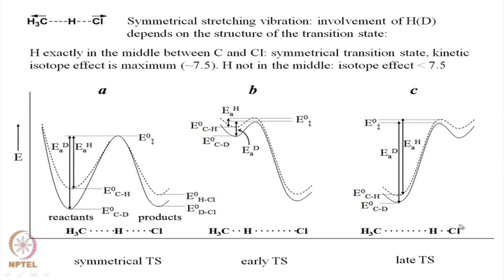In the late transition state, the transition state is close to the product. You see that hydrogen and chlorine are very close and this bond is lengthened. So here EH and ED, the activation energy for hydrogen and the activation energy for deuterium, this one is a little more than this one. So in these two cases we can expect kH by kD less than 7.5, not exactly 7.5, because the transition state is not exactly symmetrically disposed. I mean, hydrogen is not symmetrically disposed. So these are the three situations one can think of with respect to the CH3 plus HCl reaction.